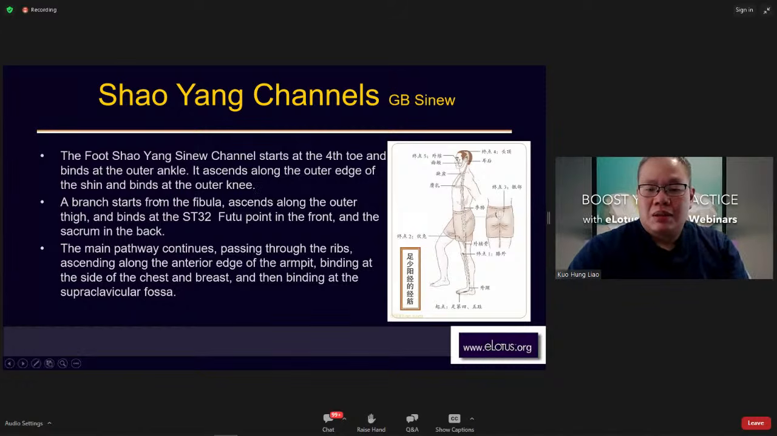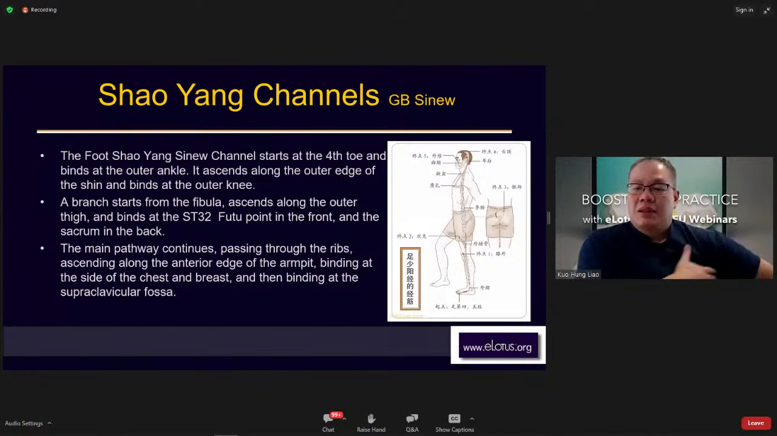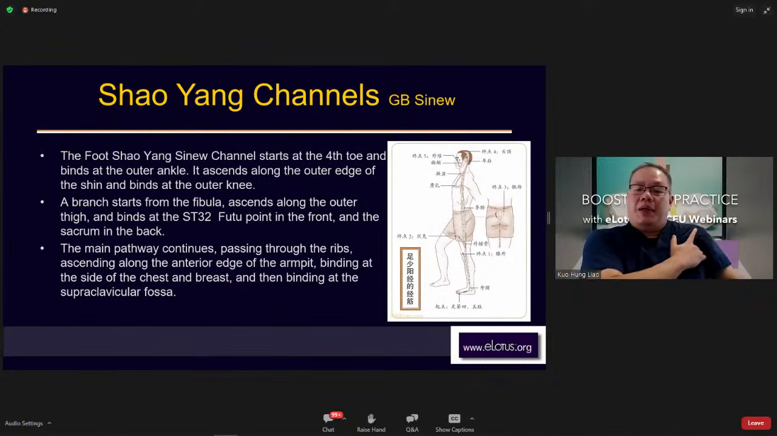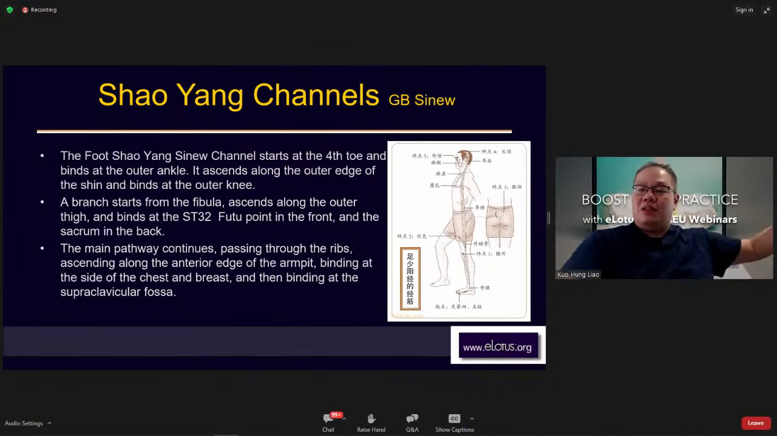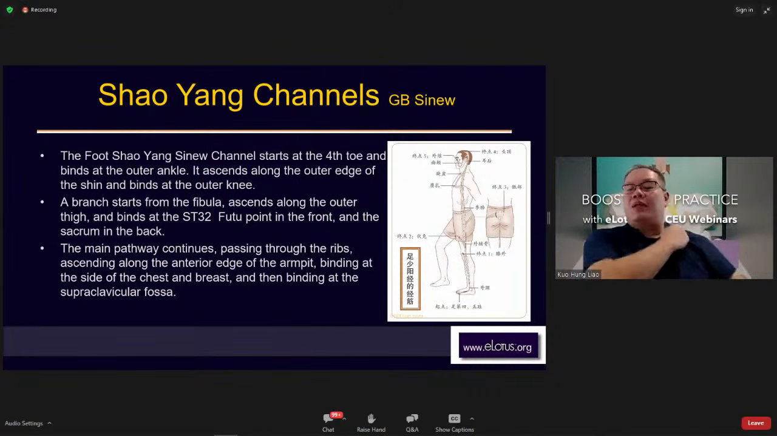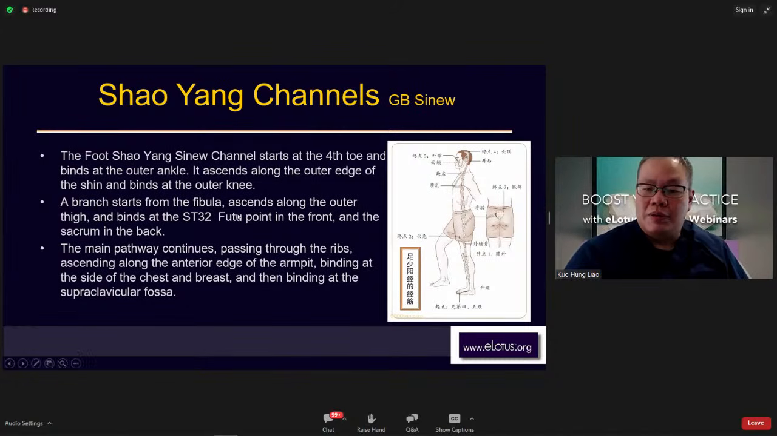Then the main pathway continues, passing through the ribs, basically the side of the body, crossing the anterior edge of the armpit. So basically from the bottom it goes up and crosses the armpit and the side of the chest and breast and binds to the same thing again, the supraclavicular fascia. Okay, on the side of the body, it goes to the armpit, goes in, and tension comes to here. Then you go up to the face again.